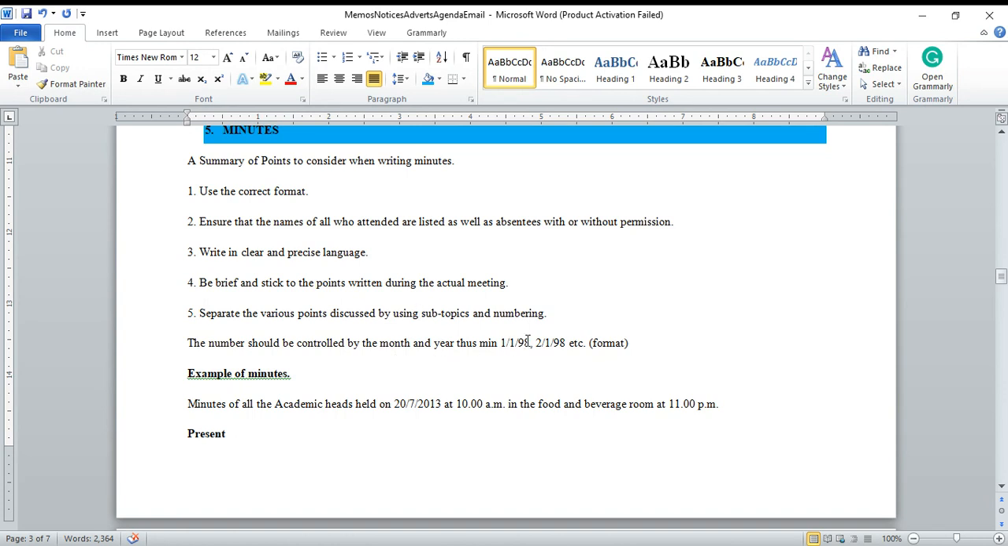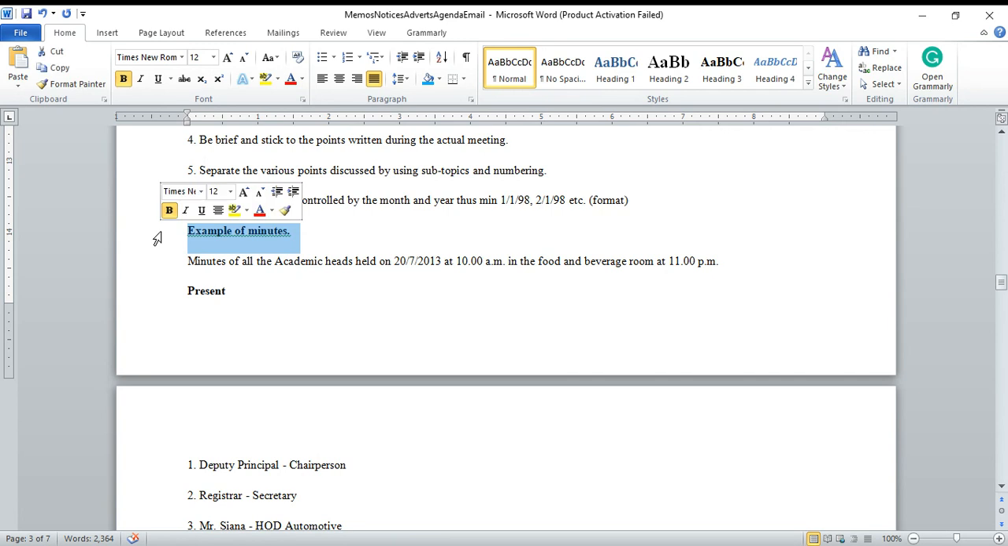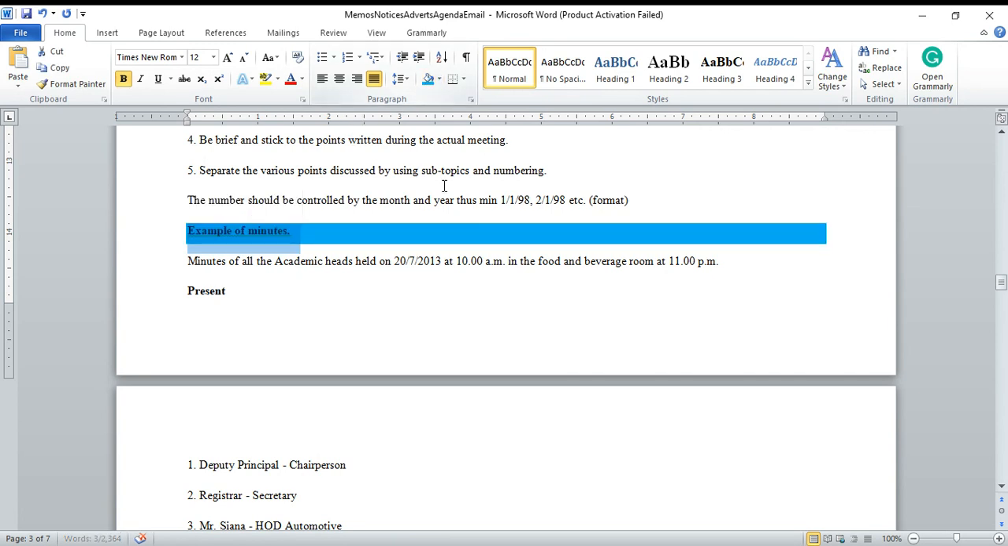So, for example, this means that this is the first minutes, the first month, and it was written in 1998. Second minutes, first month, written in 1998. Here we have a sample, or an example, of minutes: minutes of all academic heads held on 20th July 2013 at 10 a.m. in the food and beverage room at 11 p.m.